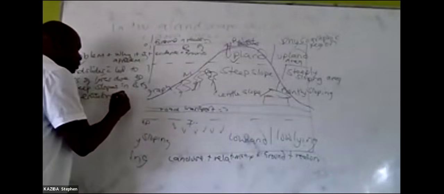Then you also have soil erosion. How is it a problem? Which leads to loss of soil fertility, evidence due to steep slopes in the background. Which other problem is related to highlands?